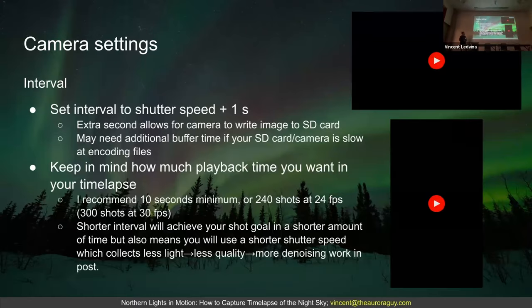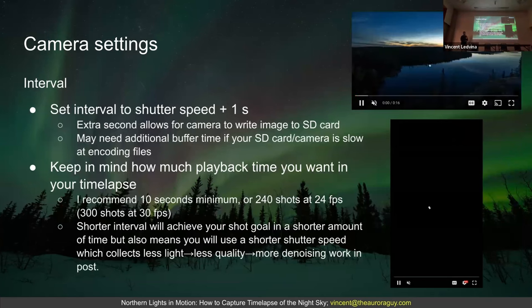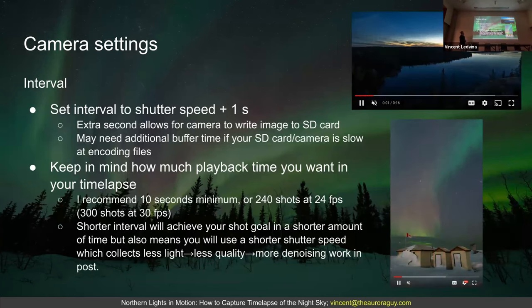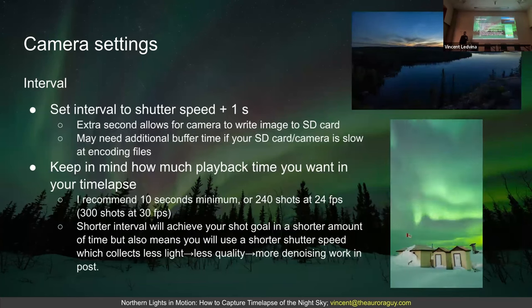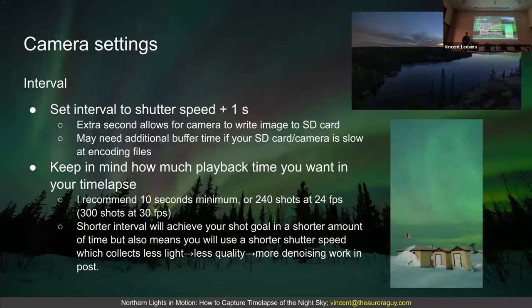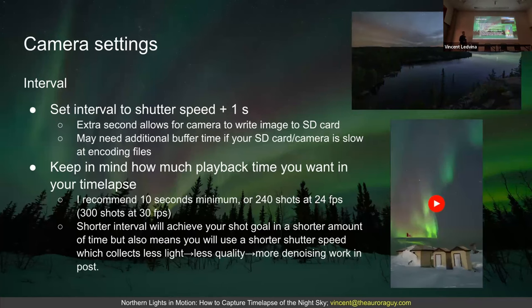So your interval, somebody asked about this just a little bit ago. Set your interval to shutter speed plus 1 second. The extra second just allows your camera to write the file to the SD card. If you have a slower SD card or a slower camera, you might need 2 or 3 seconds. I've been burned by this many times. Basically I'm doing a really quick interval, like 2 seconds, right? So my shots are coming out of my camera like that.